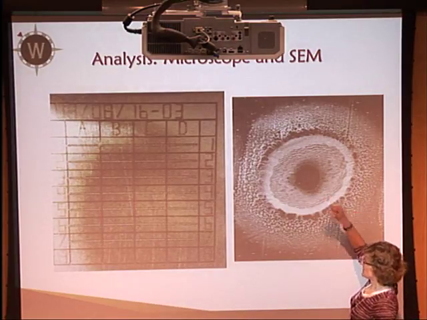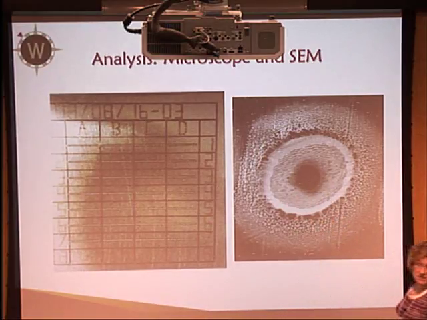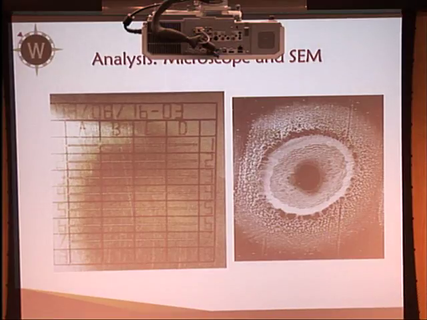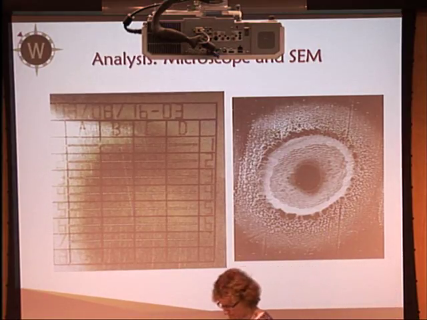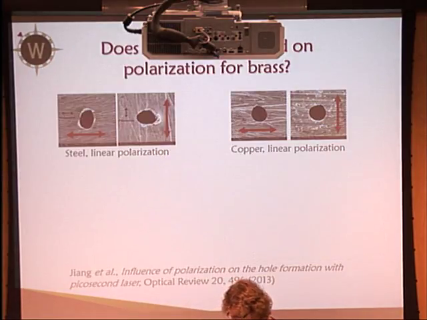And so here's the very first sample we took last semester. You see the hole in the center. You also see quite a bit of melt around it. And you see this little granular structure that's material that has been recondensed on the surface. So what do we do with that? We're interested in brass this semester.